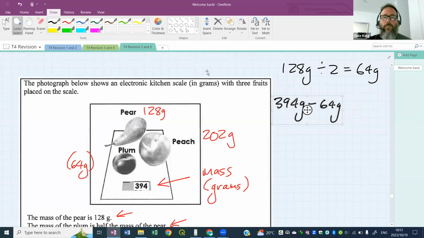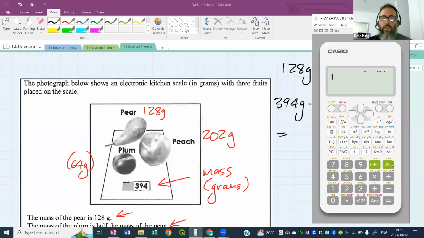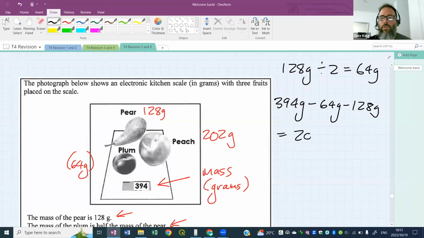Just put it in. All right, so minus 64, and we're minusing the plum. Yes, minusing the pear. All right, let's check what the calculator says. It should say the right thing. So 394 minus 64 for the plum, minus 128 for the pear, equals 202 grams. Well done.